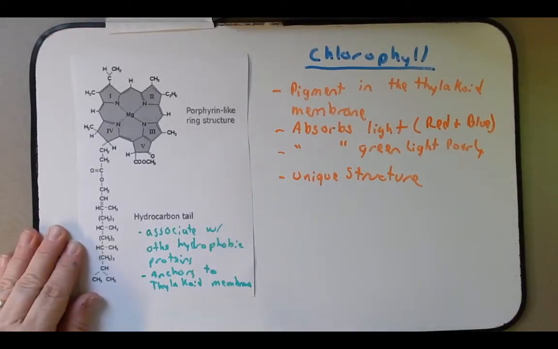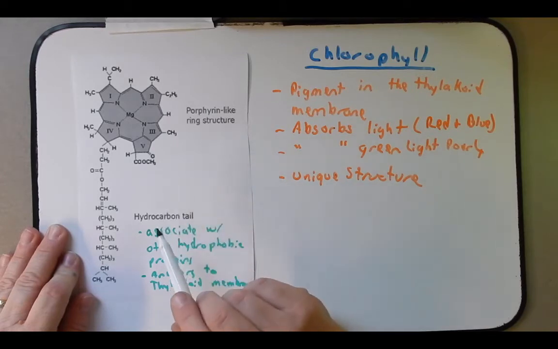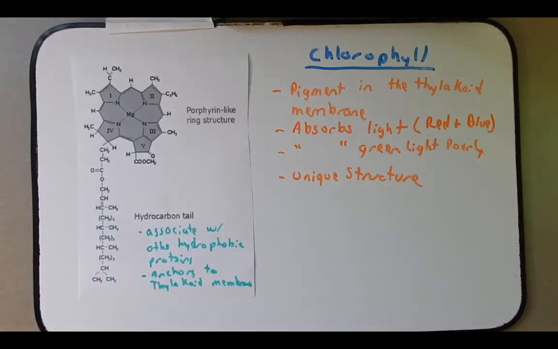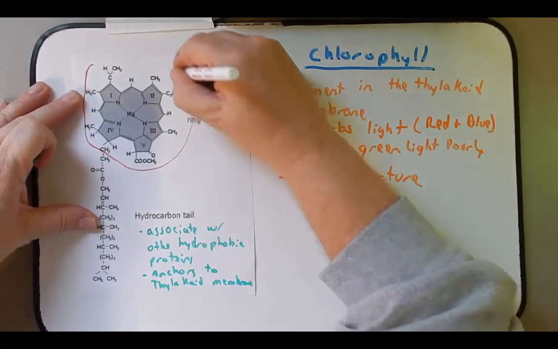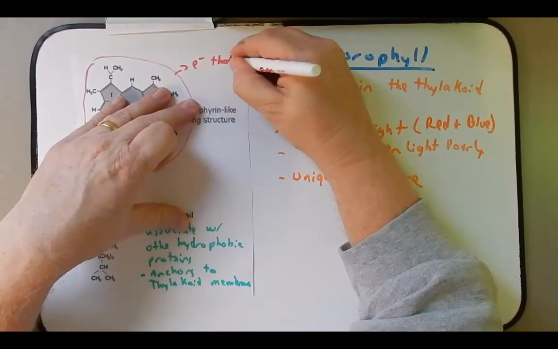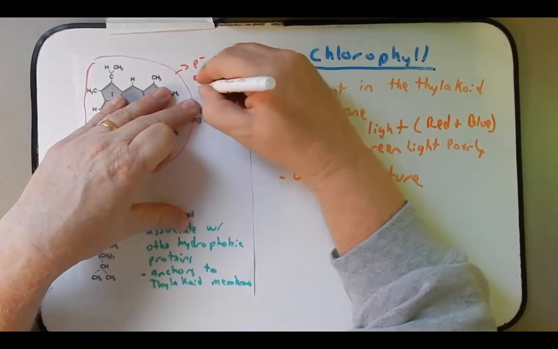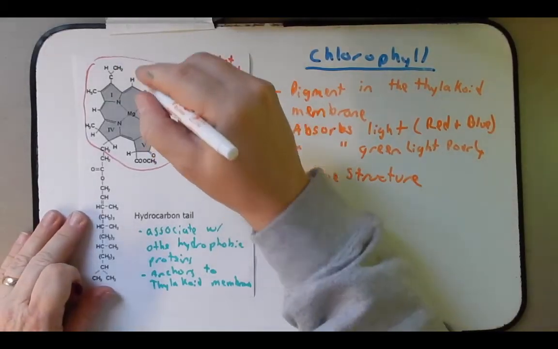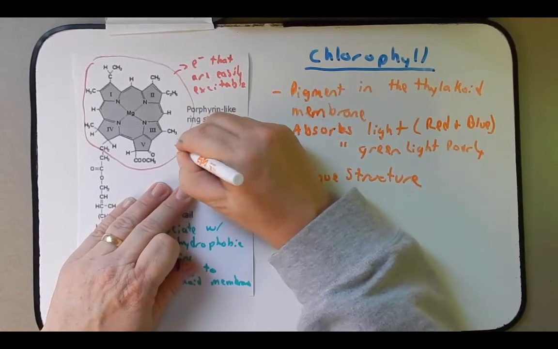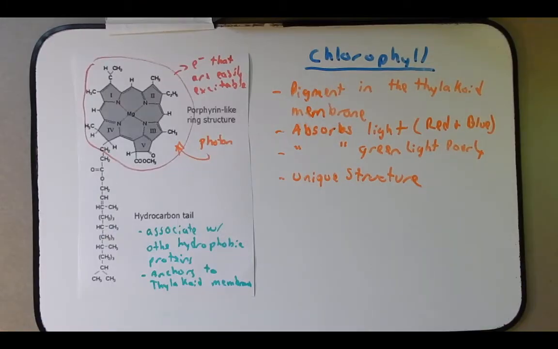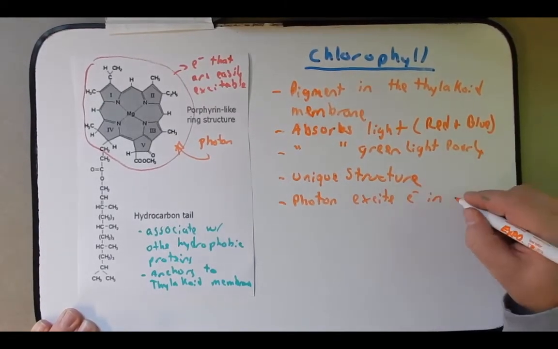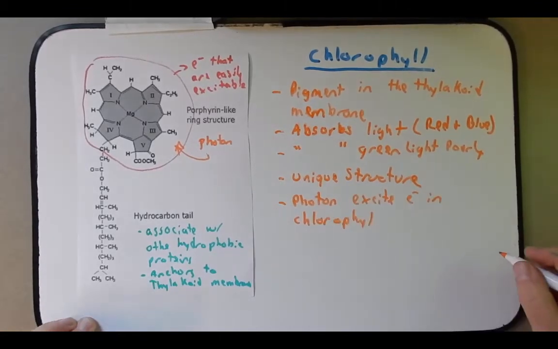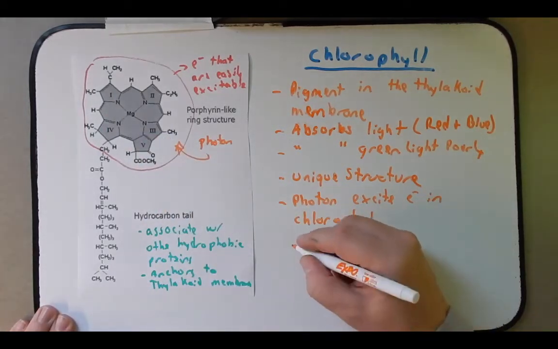Okay, let's talk about the porphyrin-like ring structure next. The porphyrin ring-like structure here contains around it what is often referred to as an electron cloud. Not really a cloud, but there's just a lot of electrons here that are easily excitable. So what happens is a photon from the sun will interact with this electron cloud and excite the electrons in it. So I'll write that here: photon excites electrons in chlorophyll. It makes those electrons present as a higher energy. These excited electrons here are unstable.